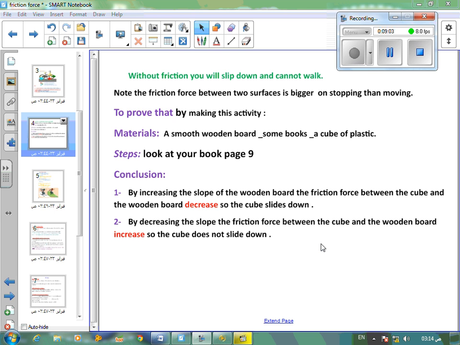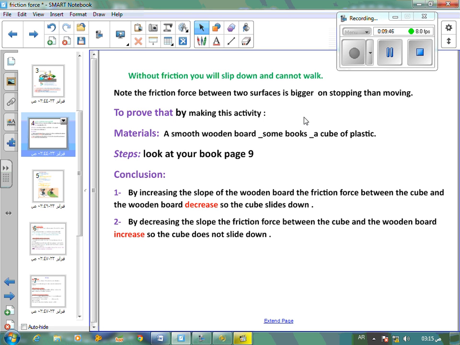Note, the friction force between two surfaces is bigger on stopping than moving. To prove that, we can make an activity by bringing a smooth wooden board and some books and a cube of plastic. If we put two books above each other and put a smooth wooden board and put a cube of plastic on it, we found that the cube of plastic can't move.